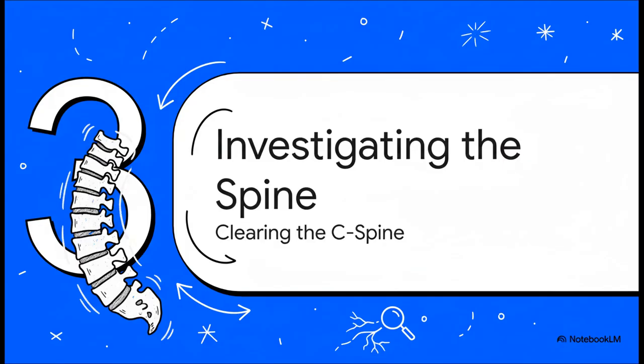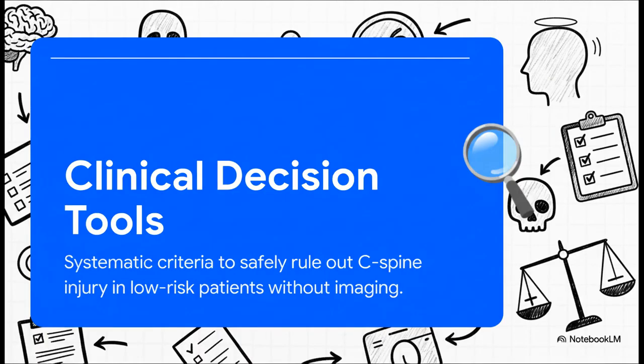Okay, so we've taken a quick look at the brain. Now let's move down to the spine. While the final diagnosis is going to be complex, our job in this primary survey is to help the team decide if a serious cervical spine injury is likely. For patients who are awake and stable, we can often avoid blasting them with unnecessary radiation by using what we call clinical decision tools. These are basically validated checklists that help the team safely rule out a major injury without needing to rush off for a CT scan.